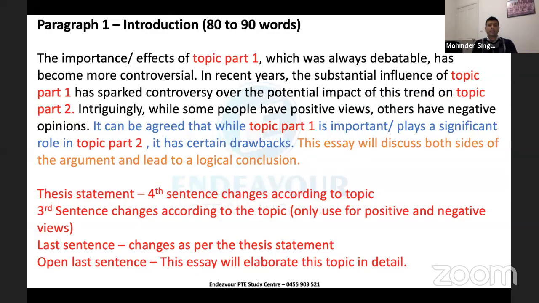For example, the thesis statement, which is your fourth sentence, highlighted in blue, should be changed. In that case, you cannot write, it has certain drawbacks. You just have to write, it can be agreed that online information has many advantages, right? Or written examinations have many advantages. You also have to change the third sentence. You can completely remove that sentence because you're not discussing the other side, not making reference to what other people think. You also have to change your last sentence, because it refers to this essay discussing both sides of the argument and leading to a logical conclusion. It can be changed to a simplified version, for example, this essay will elaborate this topic in detail, or this essay will discuss the advantages of online information.